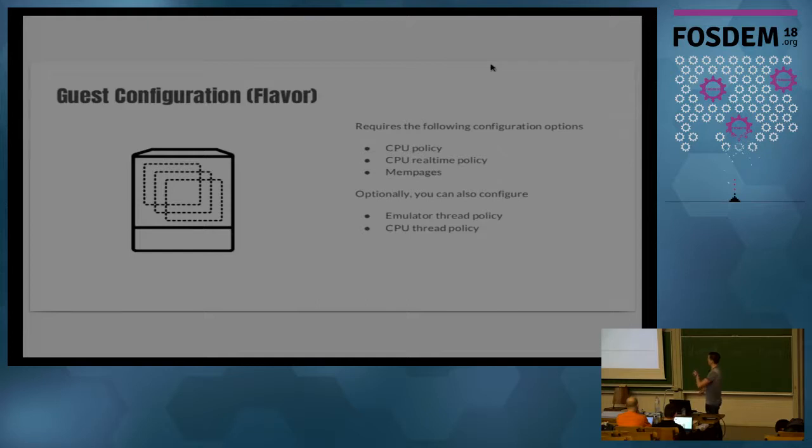There are three things that we're going to want to configure here. The first of these is CPU policy, which dictates whether your guest cores are pinned to the host or not. We're going to want them pinned. The second of these is whether you're enabling real-time. Because it's a real-time demo, obviously you're going to be enabling real-time. And then the last of these is huge pages, which you'll usually want from a performance standpoint. You've also got the other two things, but again, I'm not going to talk about these today.